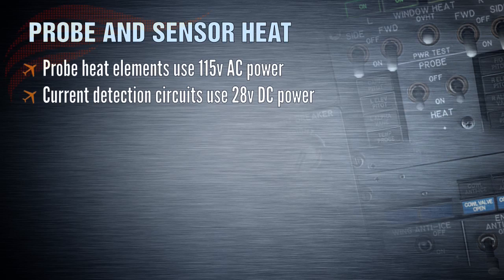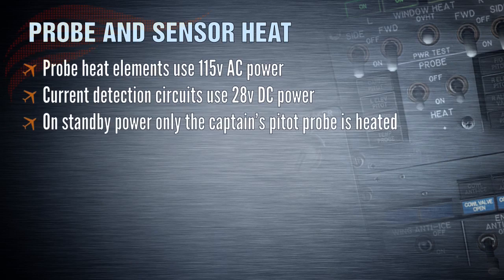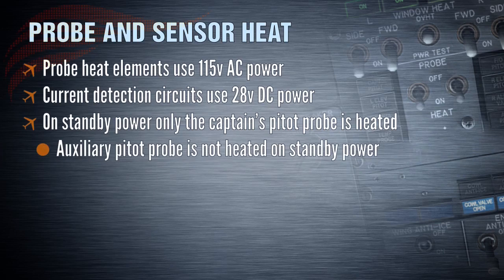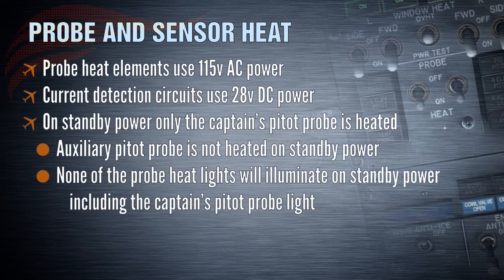When the aircraft is operating on standby power, only the captain's pitot probe is heated. Note that the auxiliary pitot probe for the standby airspeed indication is not heated on standby power, only the captain's pitot probe. Also, none of the 8 probe heat lights will illuminate on standby power. This includes the captain's pitot probe light, so heater failure will not be enunciated on standby power.